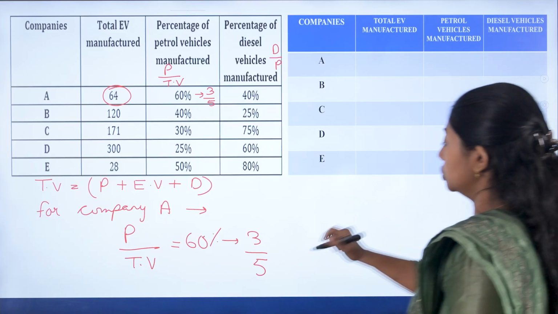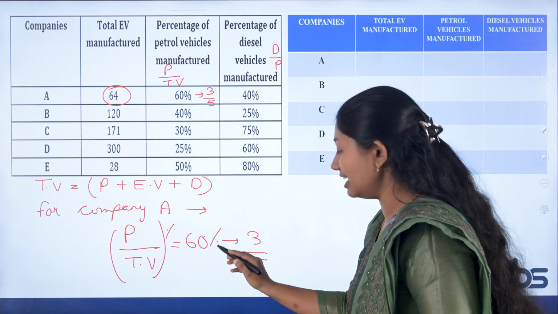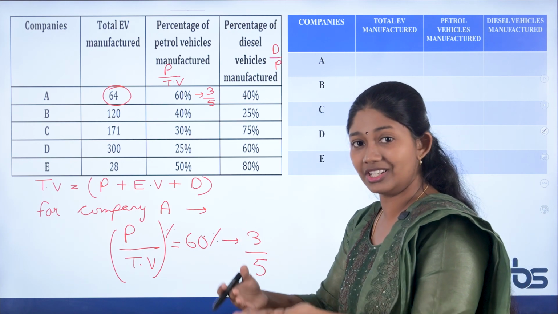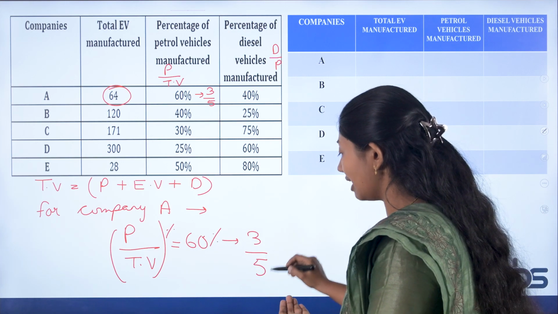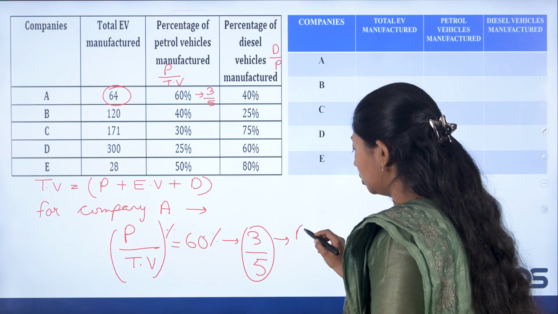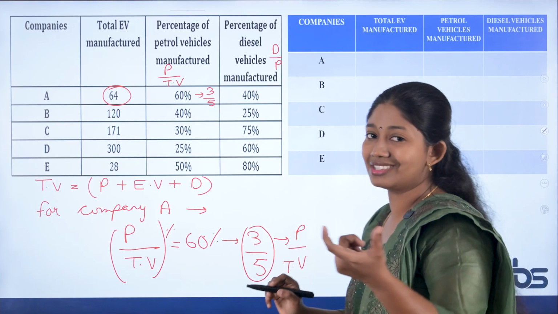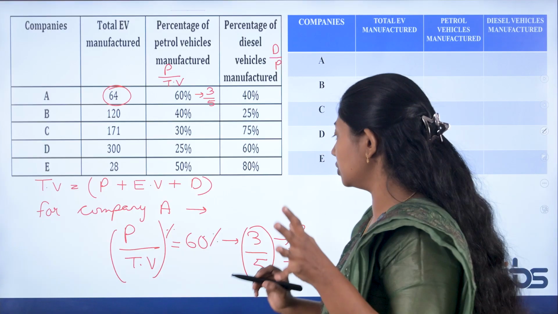So from this how to do it? The total percentage value has been given as 60. So I am using the concept of percentage to ratio conversion. From this I have got 3 by 5. What does it mean? This numerator value is petrol and this denominator value is total vehicle. These are not the exact values, these are in terms of ratio.